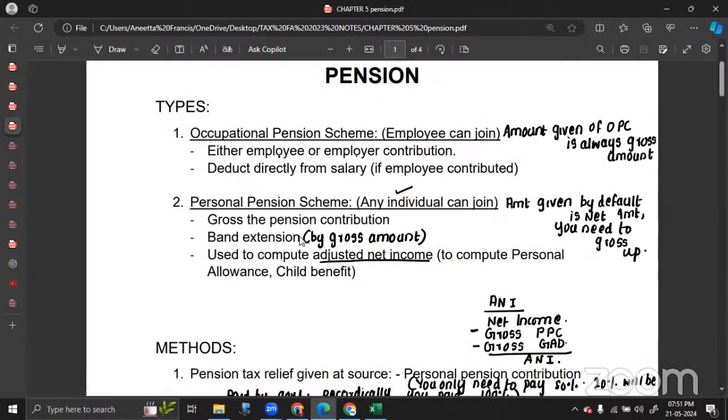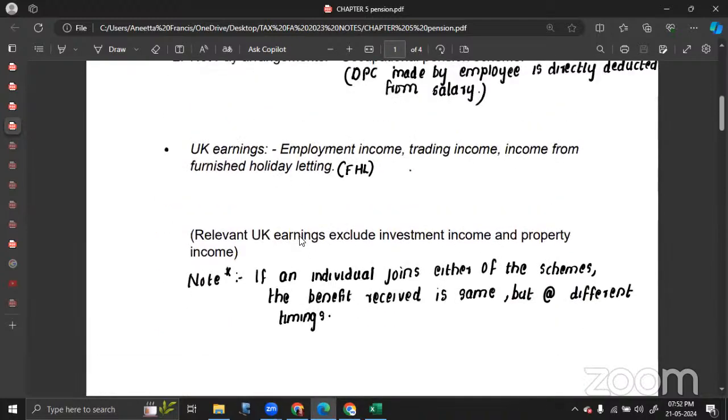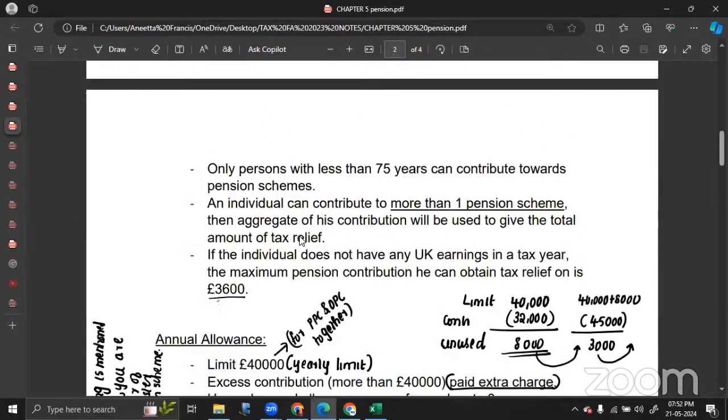Personal pension scheme, anyone can join the scheme. Keep in mind, always gross up the amount. It is used for band extension and adjusted net income computation. UK relevant earnings means your employment income plus trading income plus income from FHL. You're not supposed to include investment income and property income.